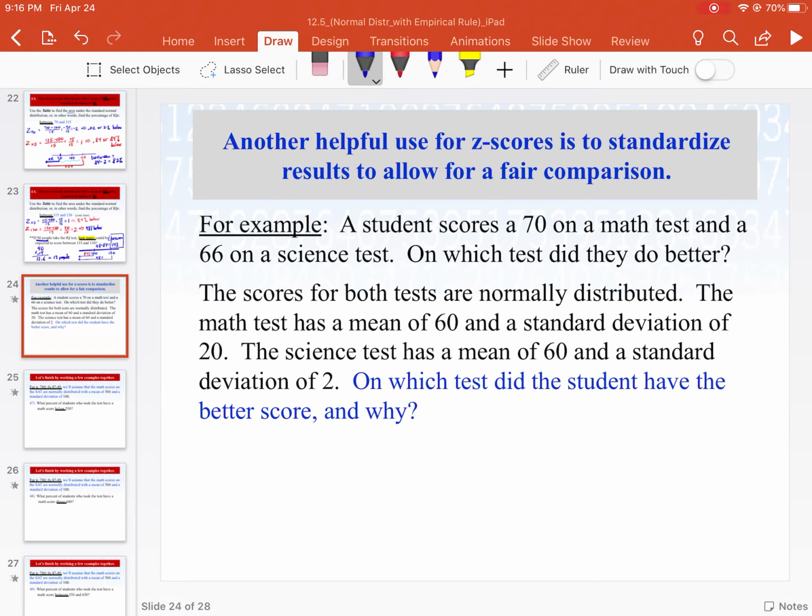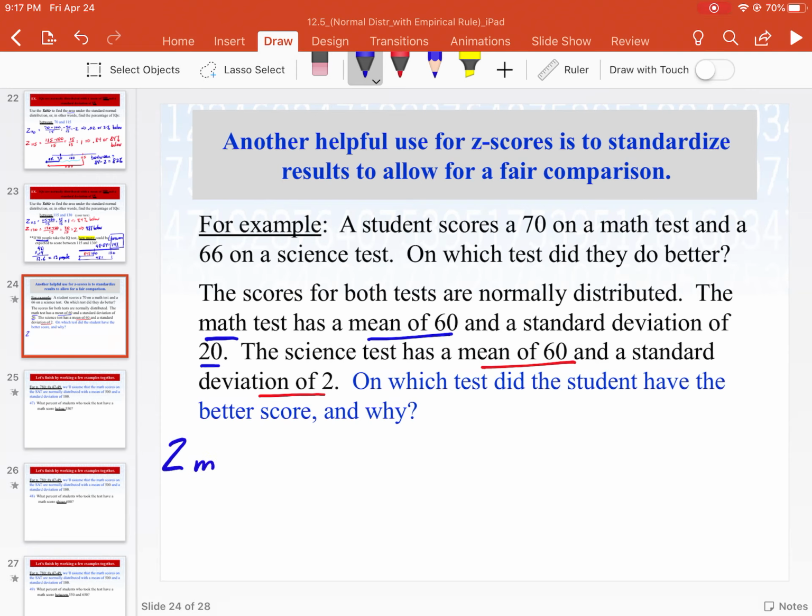What they are going to tell you is that the math test has a mean of 60 and a standard deviation of 20. And the science test has a mean of 60 and a standard deviation of 2. So when you want to standardize and compare non-similar things, you've got to find the z-score and go to the z-table to compare. Okay? So let's find the z-score for each one.